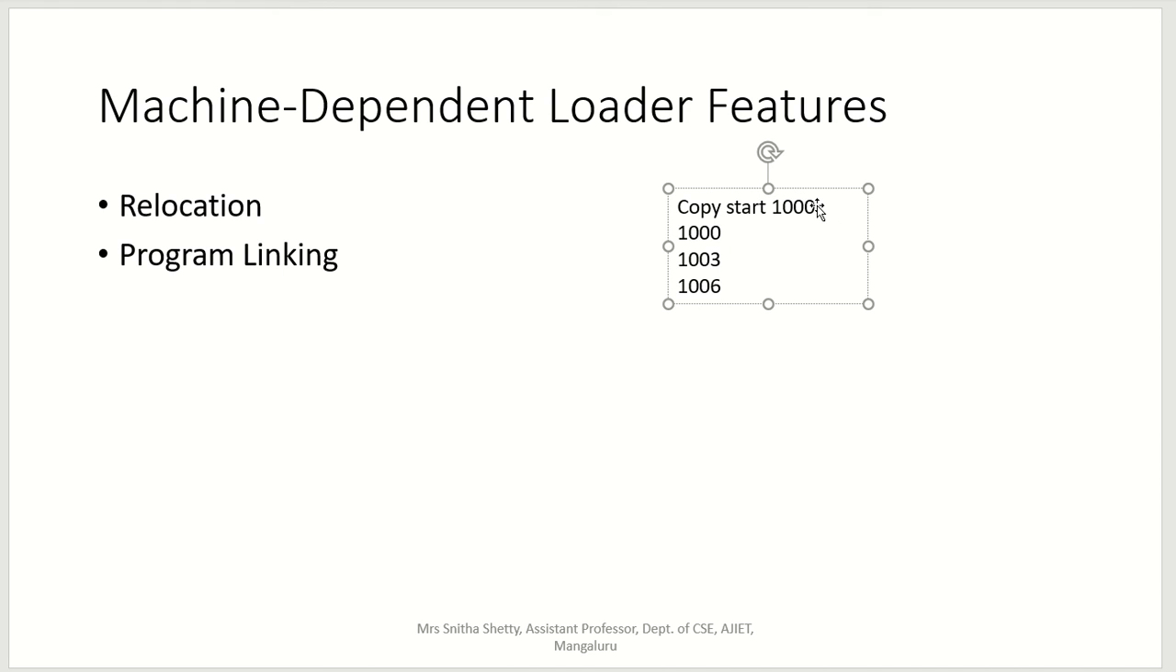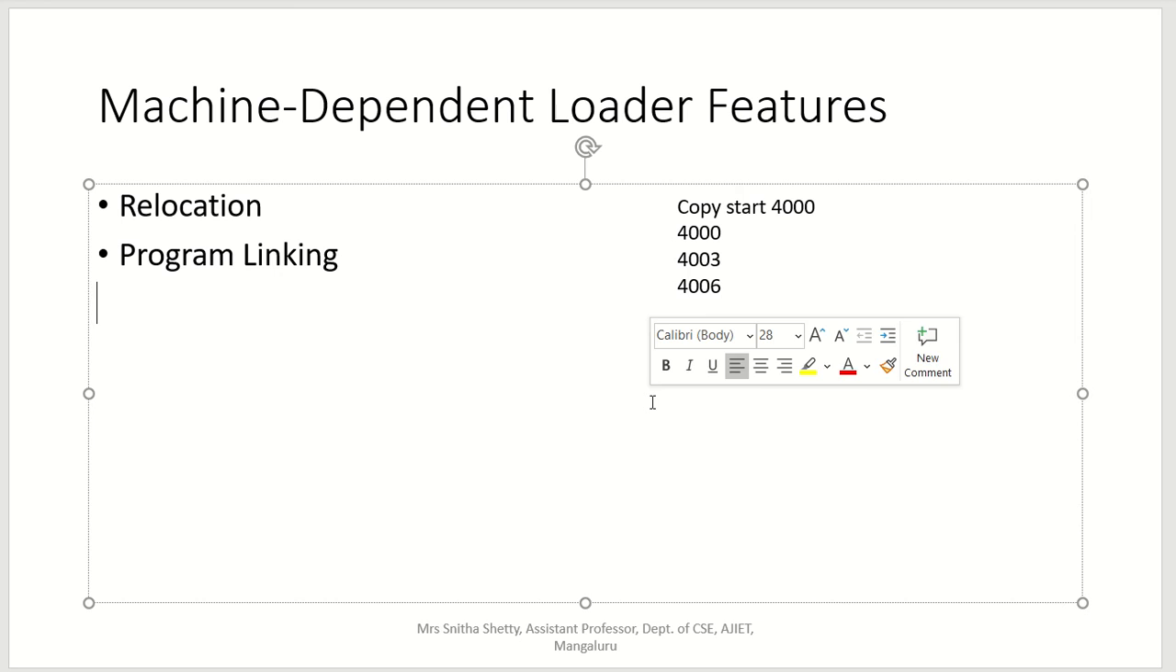What if the 1000 address is not available? The loader will load the program at some other memory address. Assume it is loading at address 4000. Then the address of all the instructions will change, right? It begins at 4000, so the next instruction will be 4003, and the next 4006. This feature is known as the relocatable feature, or relocation.